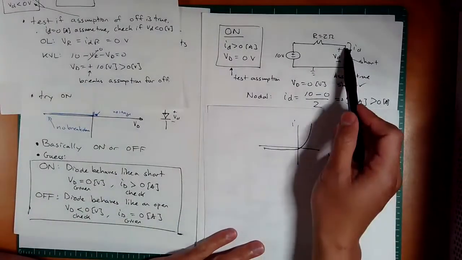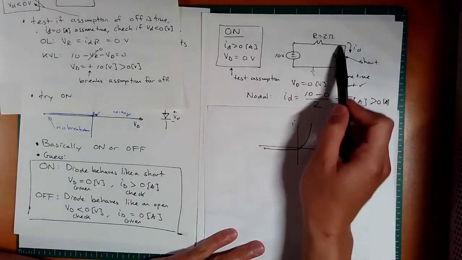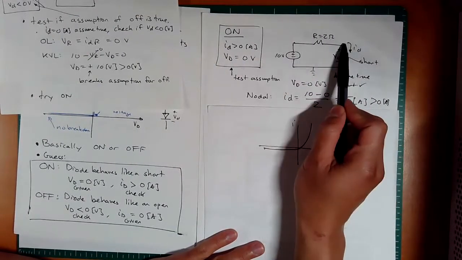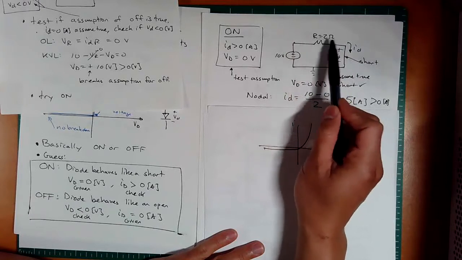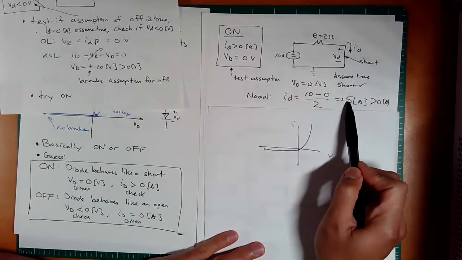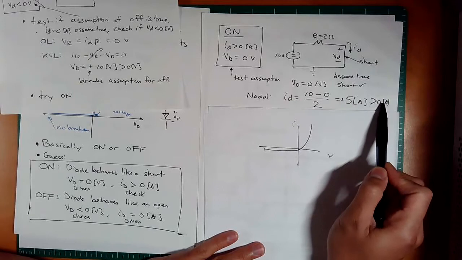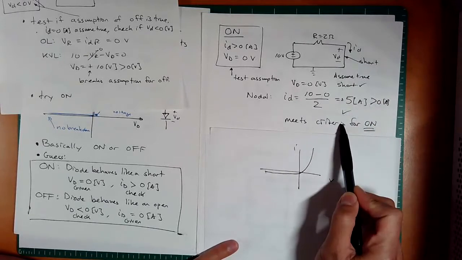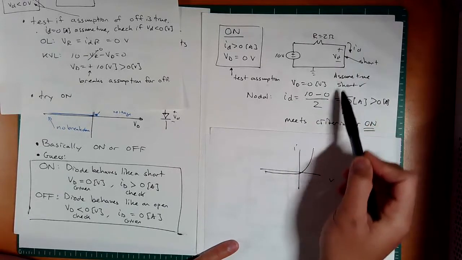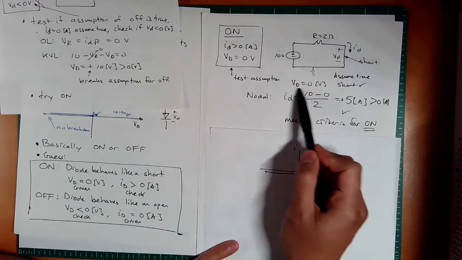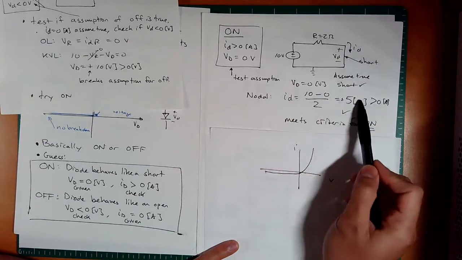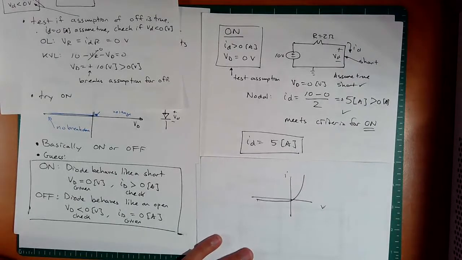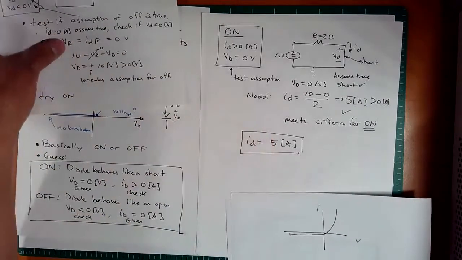Okay. Now in this case, if this is a short, I can just do a simple nodal Ohm's law. ID equals 10 minus 0 over 2, which is positive 5 amps. Yes, that means I guessed correctly, right? So it meets the criteria for on. And hey, look at this. I've actually already solved for the answer of the question, and that is ID is 5 amps.